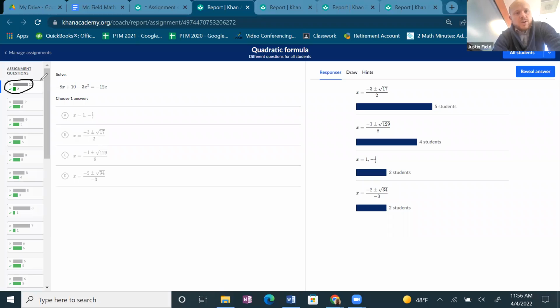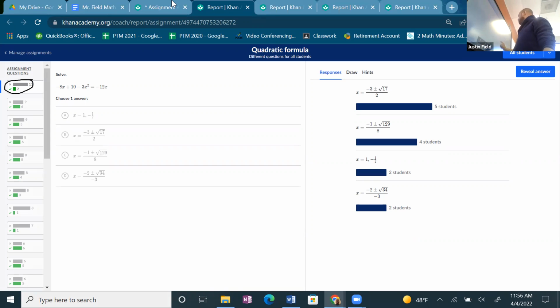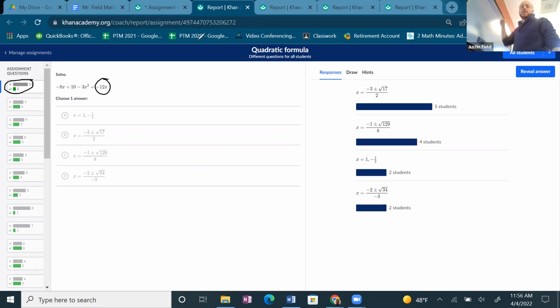missed. So this one we know 11 people missed, 2 people got it correct. And this is on the quadratic formula. So, all right, the quadratic formula, we already know that one, right? But let's talk about this first. First thing is it has to equal 0, right? So right now it equals negative 12x. So we want to take that negative 12x and put it over on the other side. And so that would make it positive 12x on the other side.